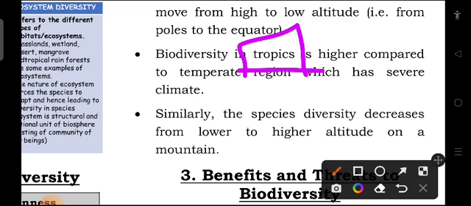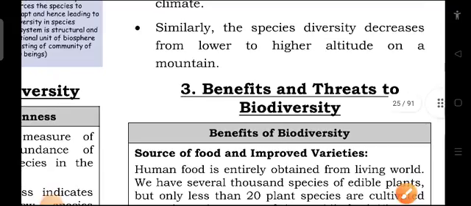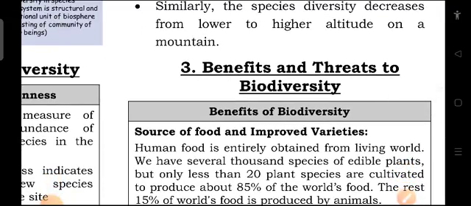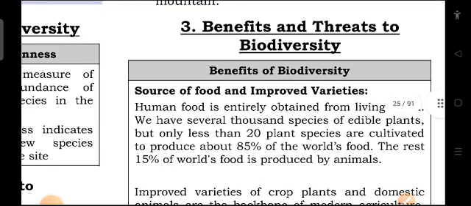Similarly, species diversity decreases from lower to higher altitude on a mountain. In the case of a mountain, it decreases from lower to higher. Now let's look into the benefits and threats of biodiversity.